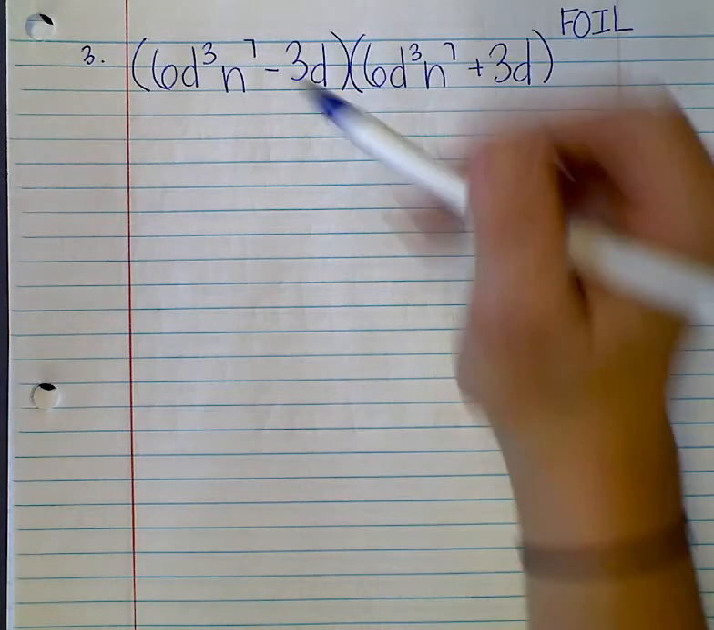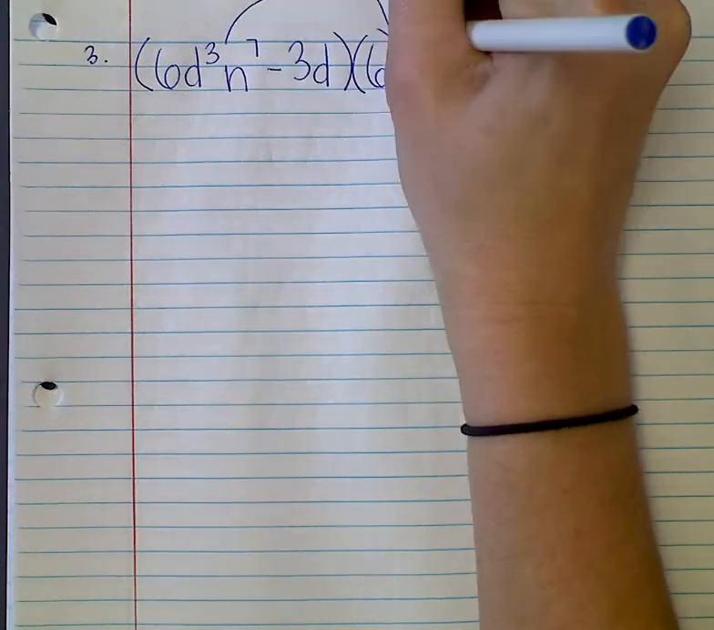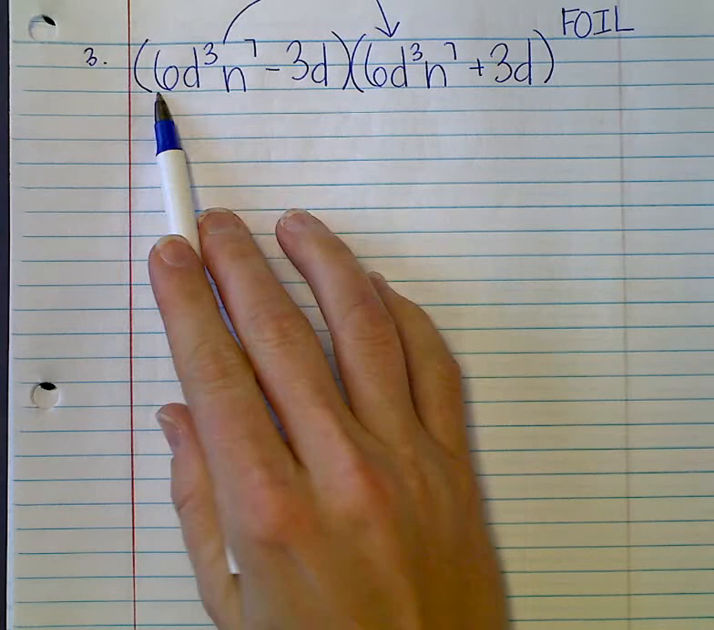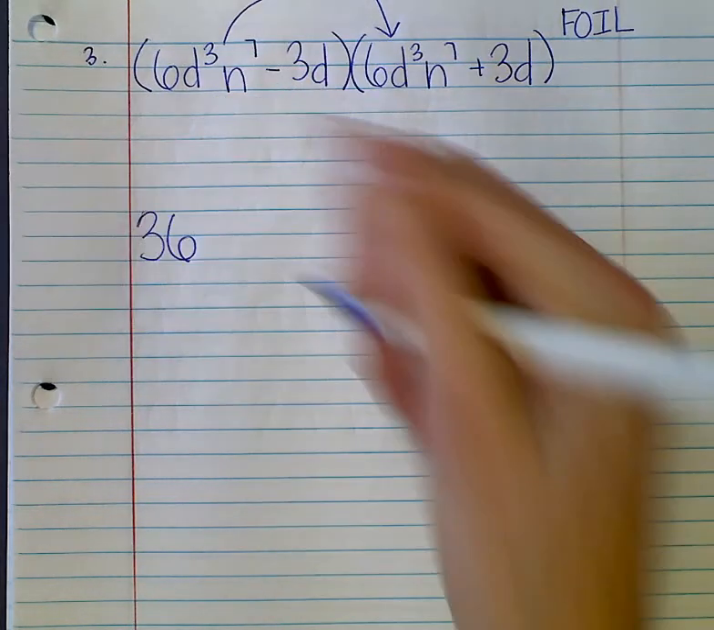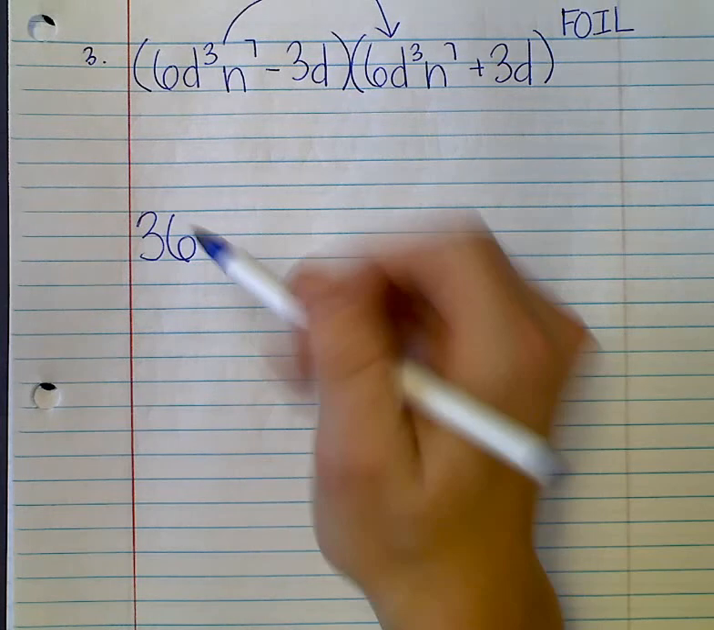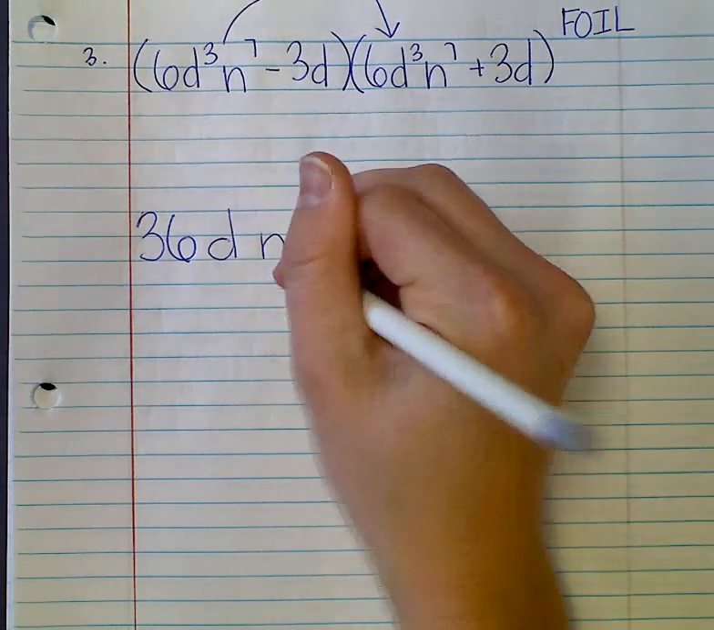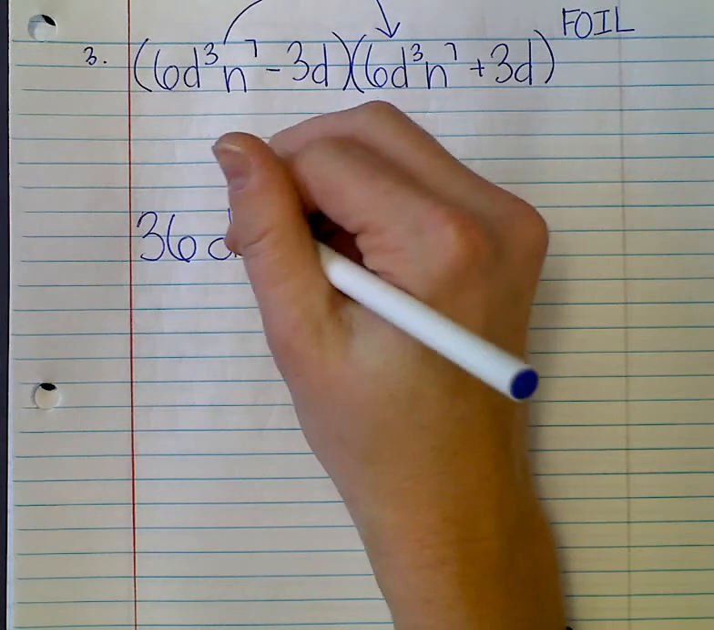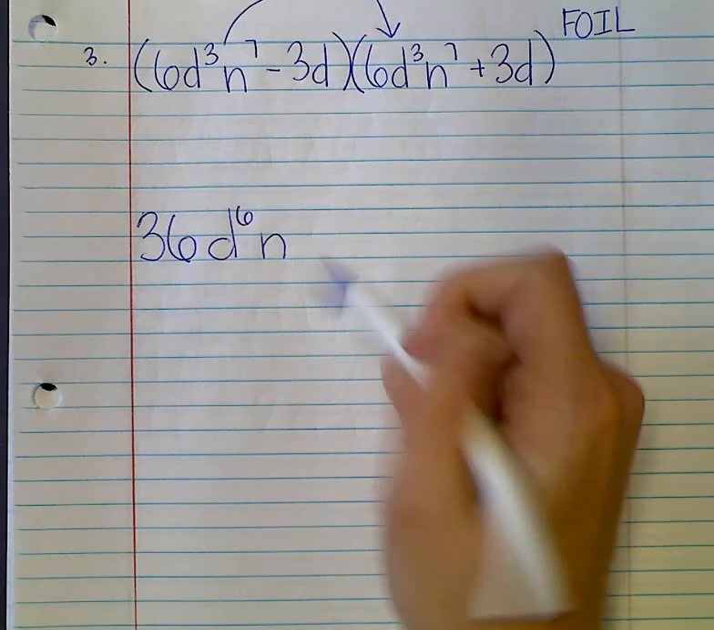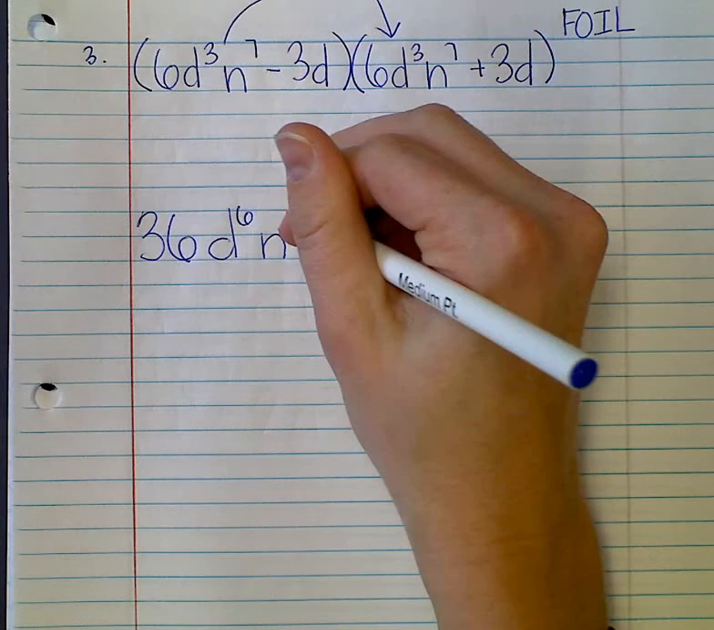So we'll multiply these. Start off with your coefficients. 6 times 6 is 36. Keep your like bases and add their exponents. 3 plus 3 is 6. 7 plus 7 is 14. That's the first terms.